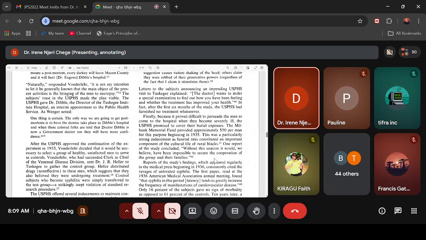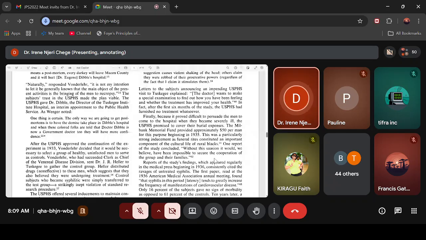And they explained, the doctor wants to make a special examination to find out how you've been feeling and whether the treatment has improved your health. And they know very well there's no treatment going on. First, they're giving the mercury, which is ineffective. Even the arsenicol, which was maybe thought to work at that time, is only to be given to a few of them, and it's not for the purpose of them surviving. It's because you want to examine them at death.